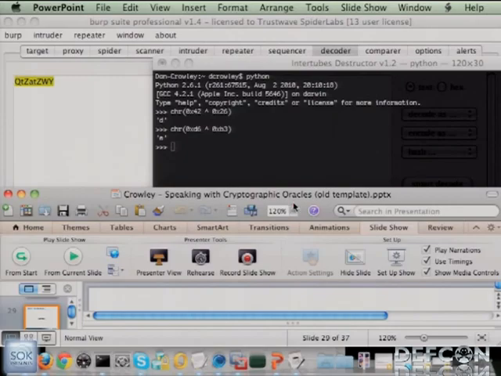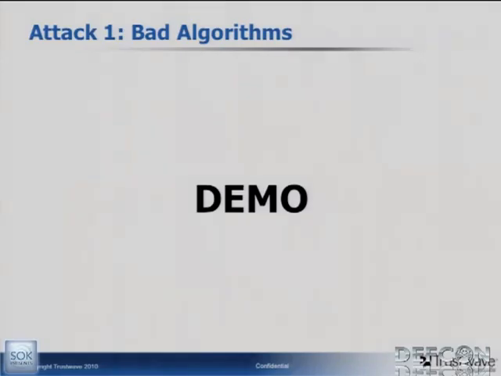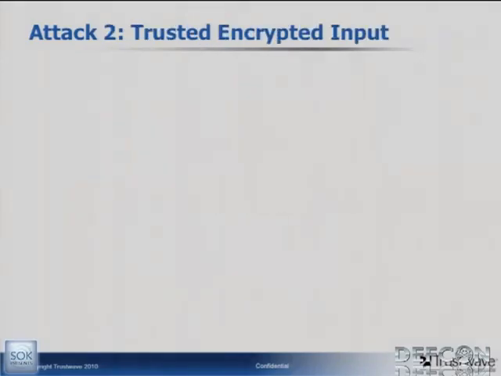Right. So now let's say that we don't have a shitty cipher. Let's say that we're using something like AES.